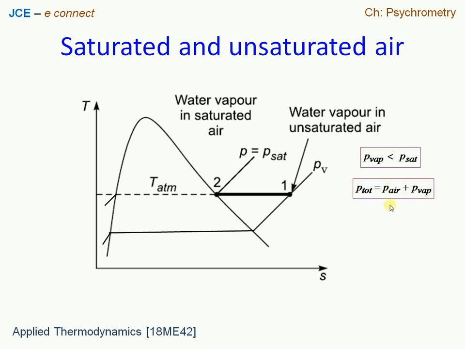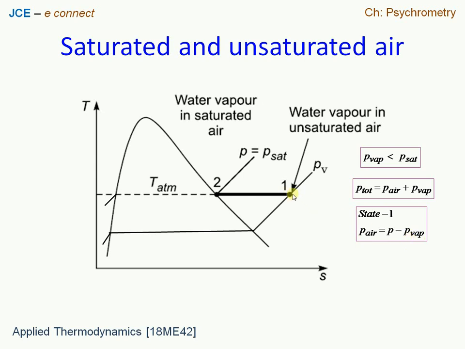Likewise, we know that the total pressure, or mixture pressure, is represented as a sum of the partial pressure of the dry air plus the partial pressure of the vapor. So this is a general equation which we have seen earlier. Now for state point 1, we can rearrange this equation and write it as: the partial pressure of dry air is equal to the total pressure minus the partial pressure of the vapor. So this represents state point 1.